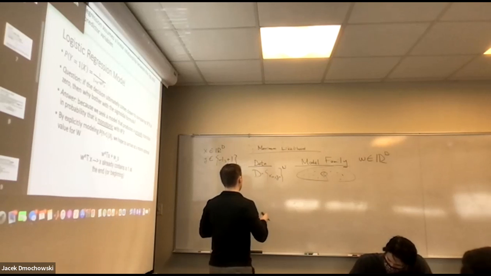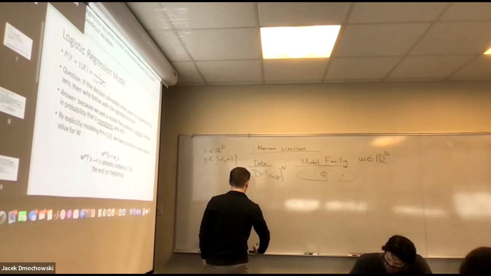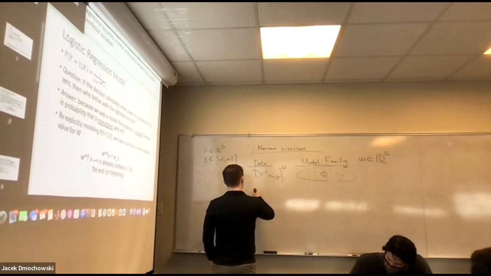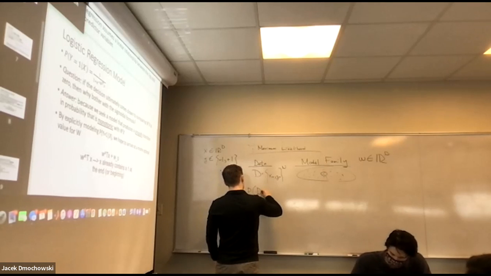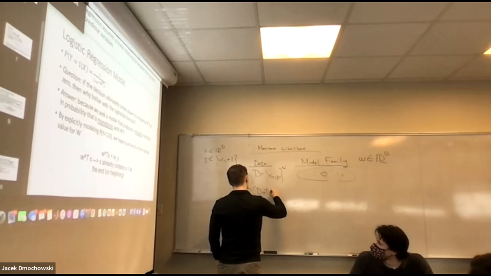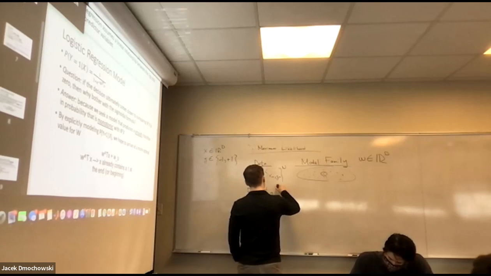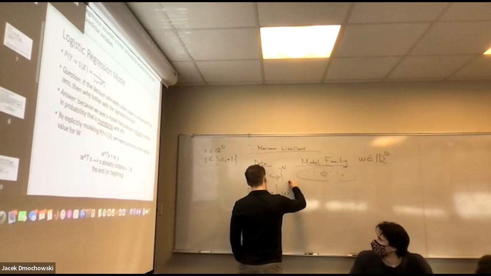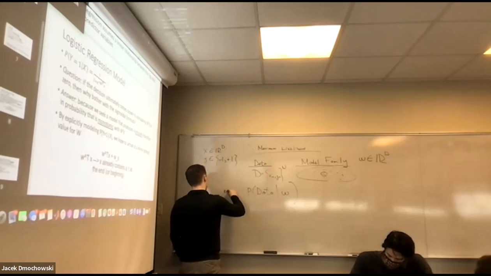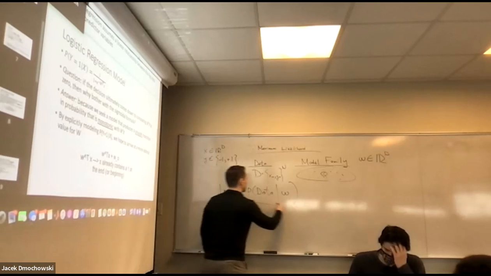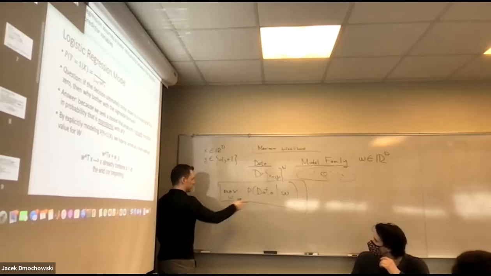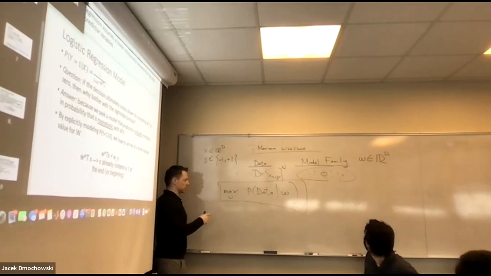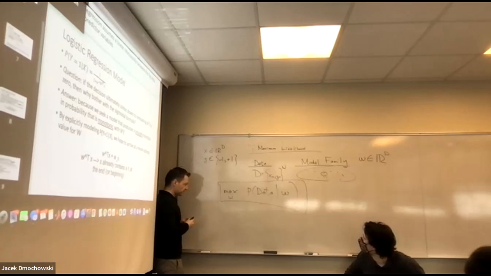Basically our model family consists of every d-dimensional vector W, and we have to pick the one that best explains our data. So what does that mean? This is the key thing that hopefully you can wrap your head around: you want to maximize the probability of your data given W, with respect to W. This is maximum likelihood in the most general sense.